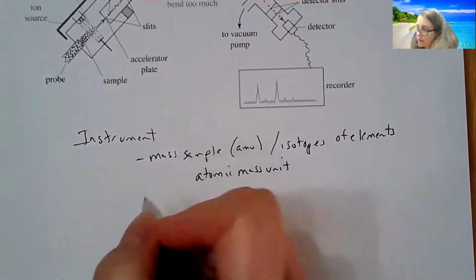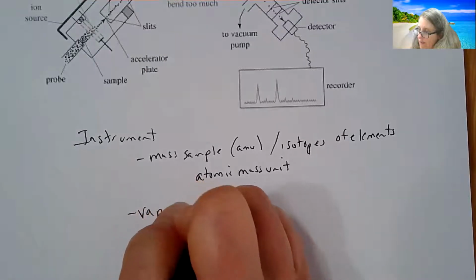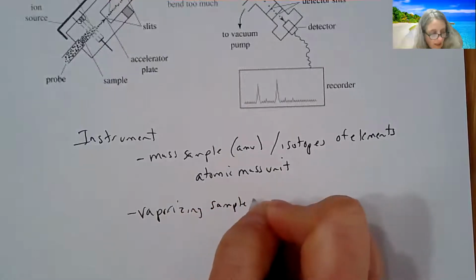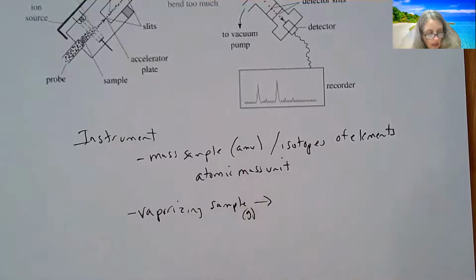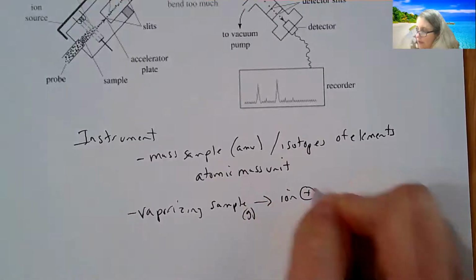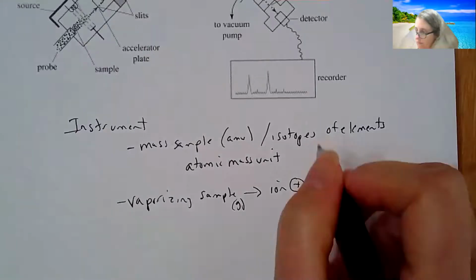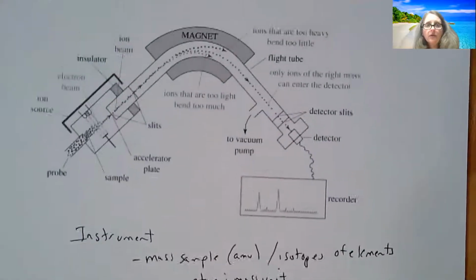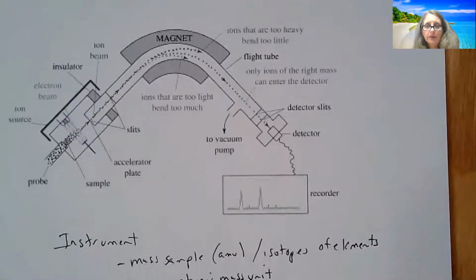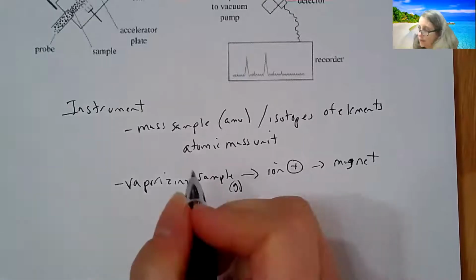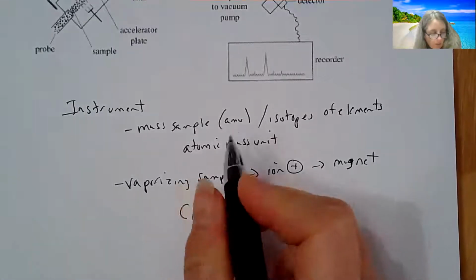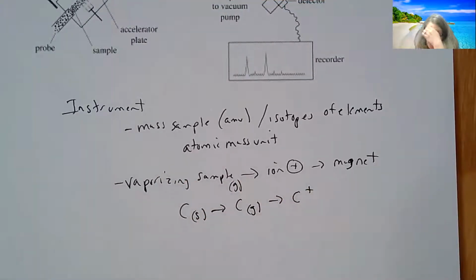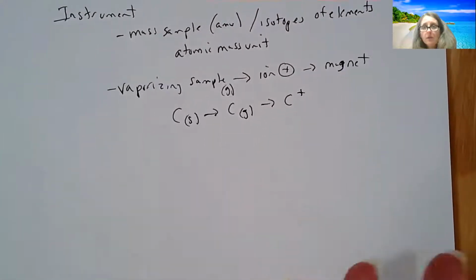So how this instrument works is it vaporizes a sample, so makes it a gas. It then rips off an electron to make it a positive ion, and then it puts it in a magnetic field and it sees how it behaves. Okay, so again, that's what the schematic is kind of getting at here. And again, I will have a separate little lecture on that. So if we take a sample of carbon in the solid form and change it to a gas and then change it to a plus ion, it will give you a particular what we call spectra.